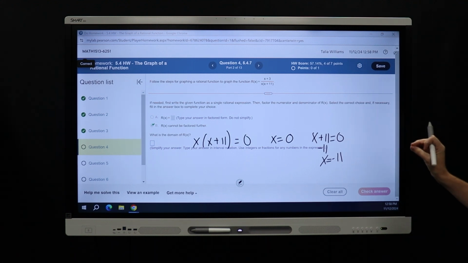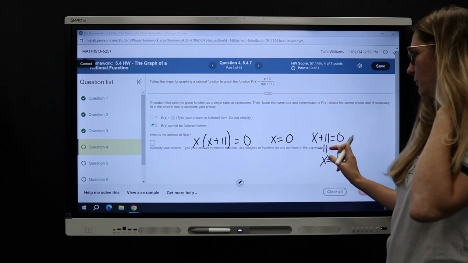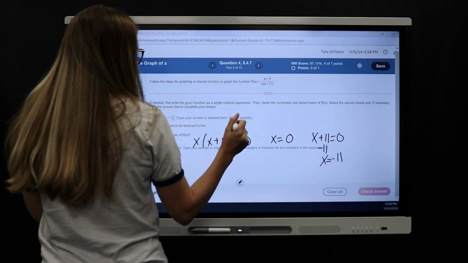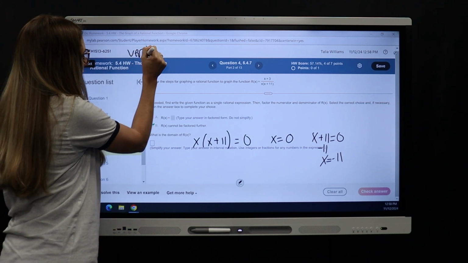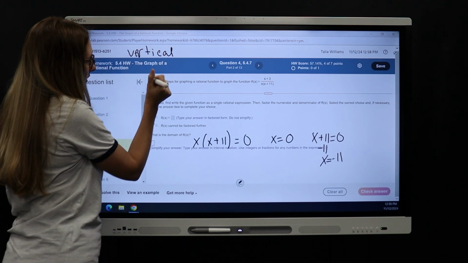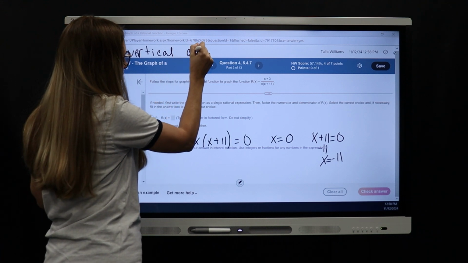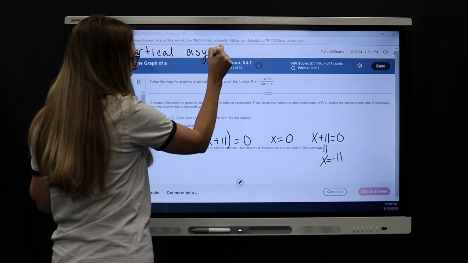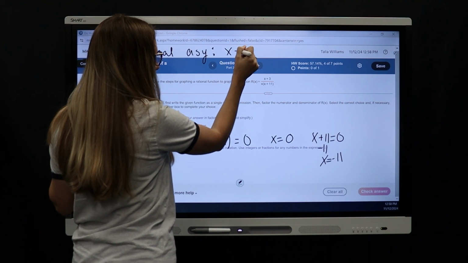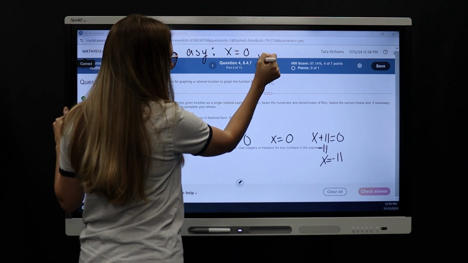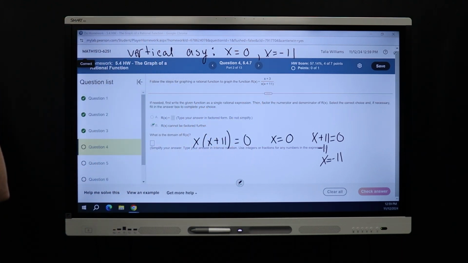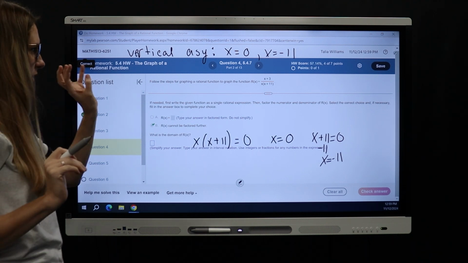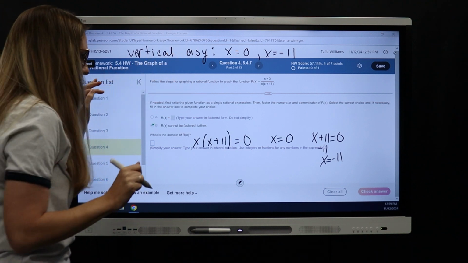These two values right here are our vertical asymptotes. I'm going to save that, and by save that, I'm going to write it somewhere else, because we are going to need this. Our vertical asymptotes, ASY, is going to be x equals 0 and x equals negative 11. Those are the two spots that are undefined in our domain, so they are our asymptotes for later.